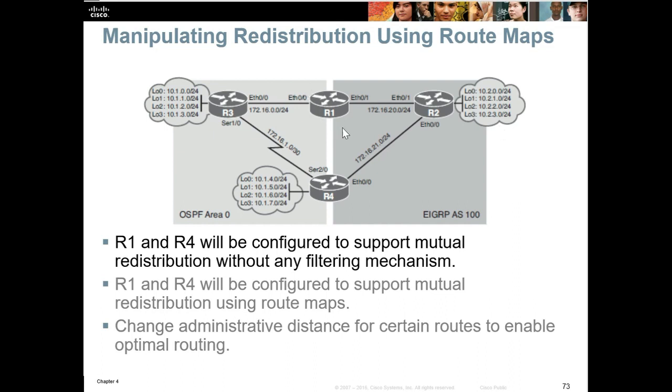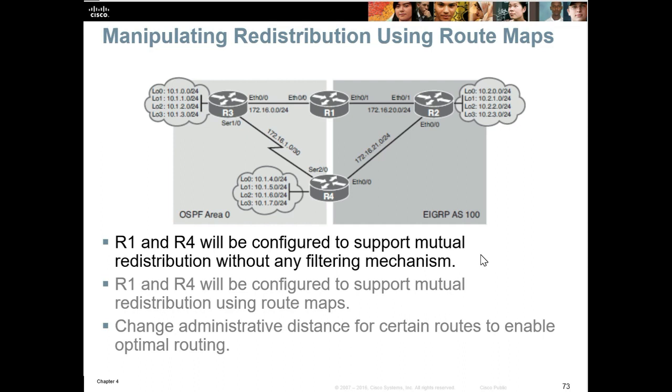Okay, and then we have 172.16.20 and 21. On the OSPF, on router 3, we have 10.1.0 until 3, and then 10.1.4 until 7. Okay, and then 172.16.0 and 172.16.1. Okay, so let's look at the situation if we apply redistribution without any filtering mechanism.